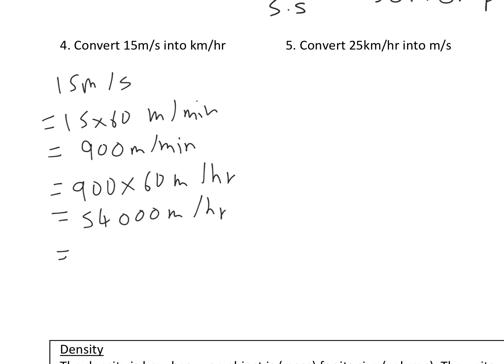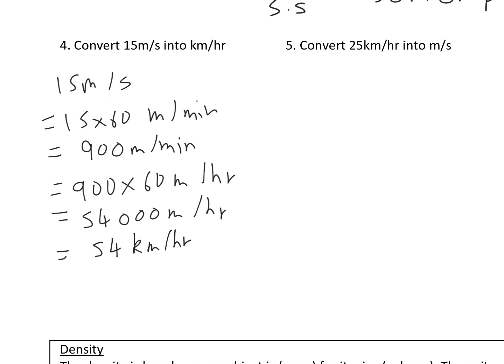Quite a big number, but we're going to write it in kilometers per hour, so we can change the meters now into kilometers. And that would be divided by 1,000, so 54 kilometers per hour. There's different ways to do that. You can do it in a quicker way, but I like to break it up into small bits that are manageable.